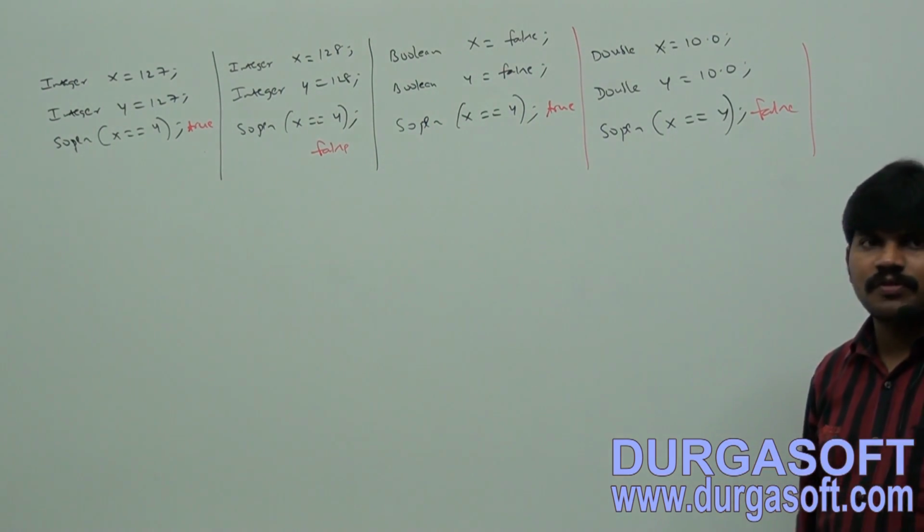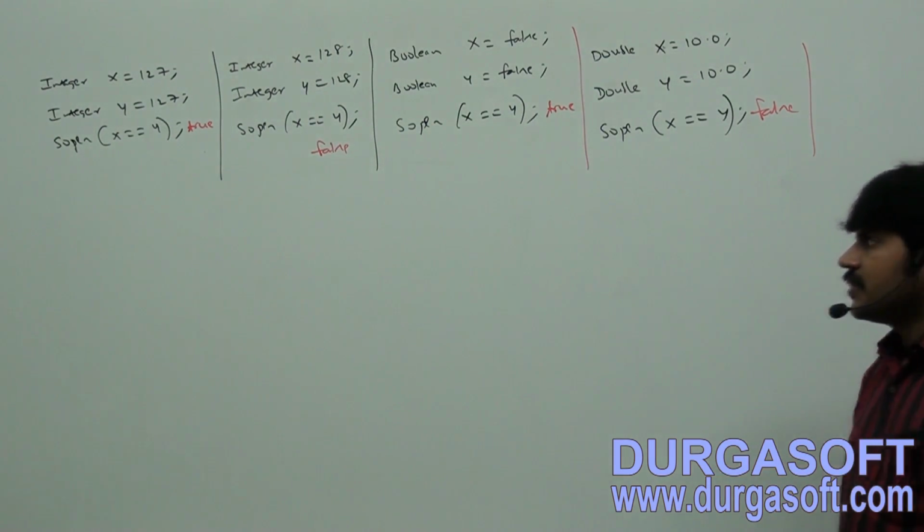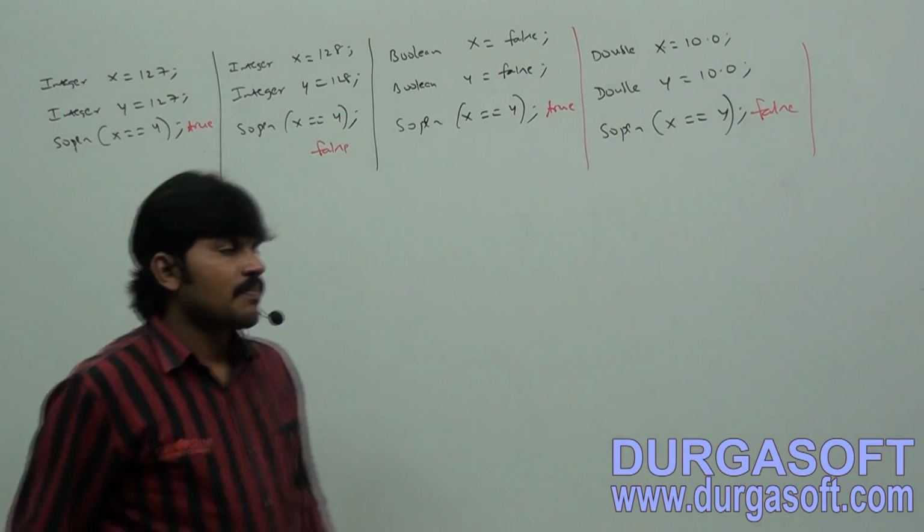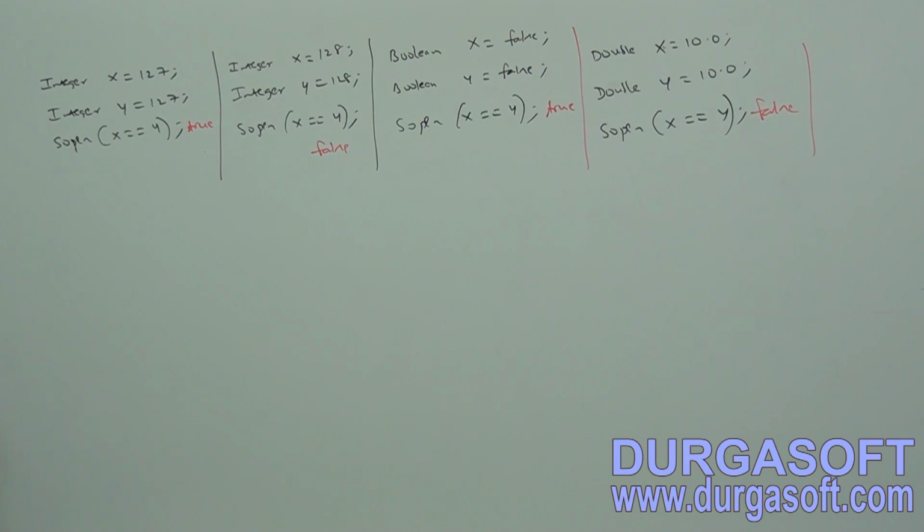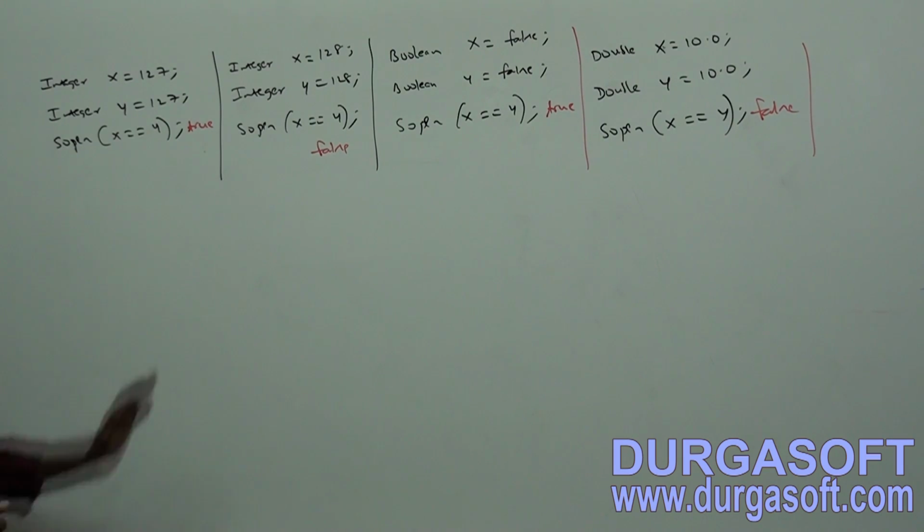Integer x = 127; Integer y = 127; System.out.println(x == y). To provide support for autoboxing, internally a buffer of wrapper objects gets created.